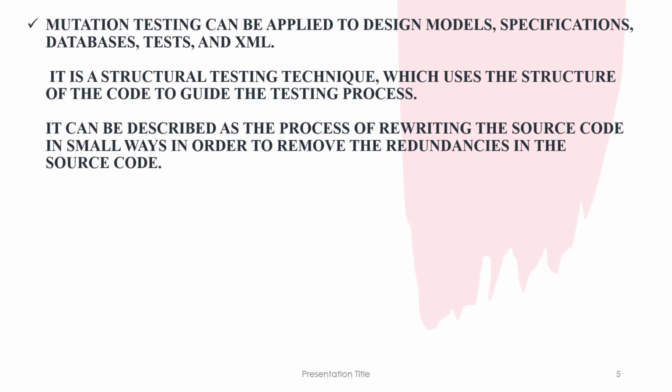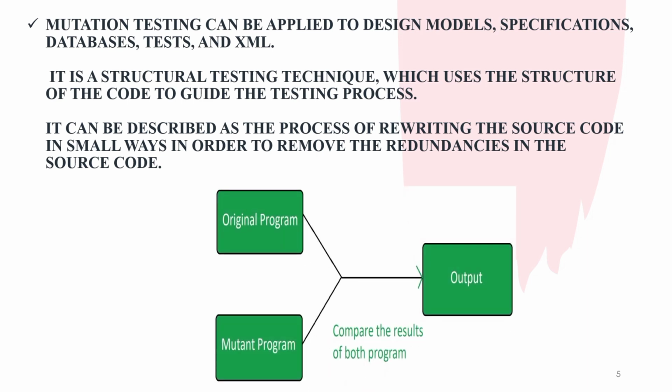Mutation testing can be applied to design models, specification, databases, tests, and XML. It is a structural testing technique which uses the structure of the code to guide the testing process. It can be described as the process of rewriting the source code in small ways in order to remove the redundancies in the source code. As you can see in the diagram, the original program and the mutated program, we compare the results of both the programs to get the output.